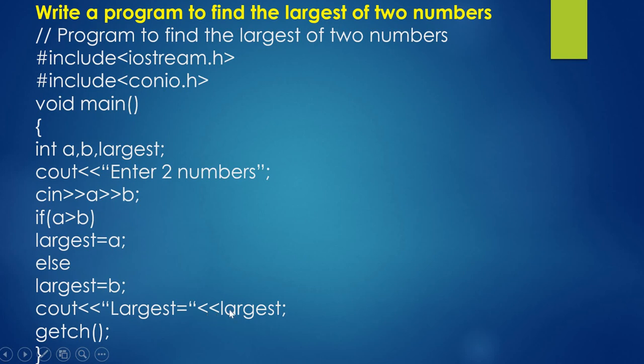Then suppose A is equal to 2 and B is equal to 20. Then what will happen? 2 greater than 20, that condition is false. So it will execute the else part. Else part is largest is equal to B, that is largest is equal to 20. Then it will print largest is equal to 20. That is, if you give 2 and 20, we will get the largest value equal to 20.